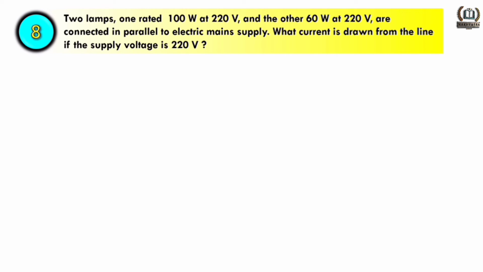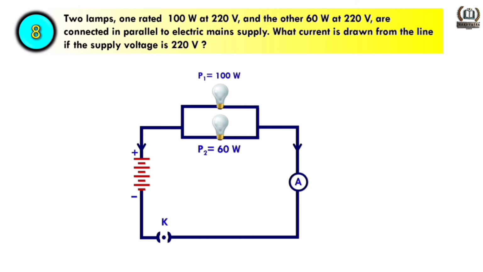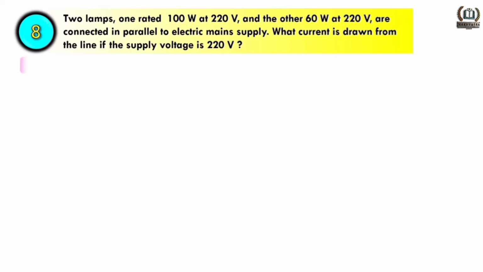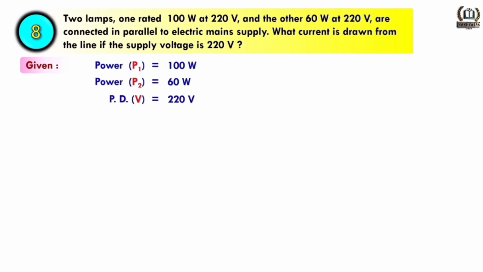Two lamps, one rated 100 watt at 220 volt and the other 60 watt at 220 volt, are connected in parallel to the electric mains supply. What current is drawn from the line if the supply voltage is 220 volt? We have to find out the current here. The given values: power 1 equal to 100 watt, power 2 equal to 60 watt, and the potential difference V equal to 220 volt. We have to find out the current. Therefore, we will use the power formula P equal to V into I.